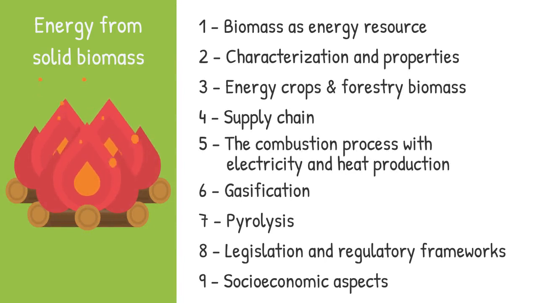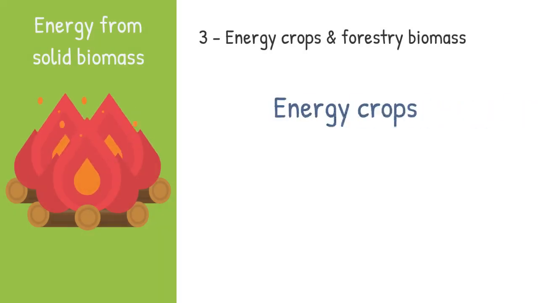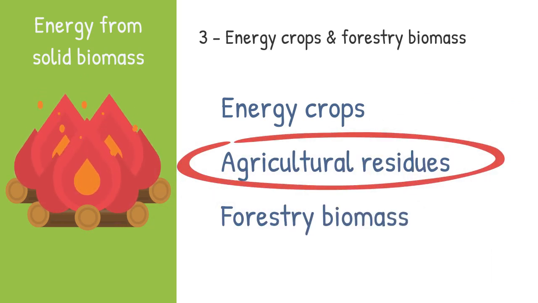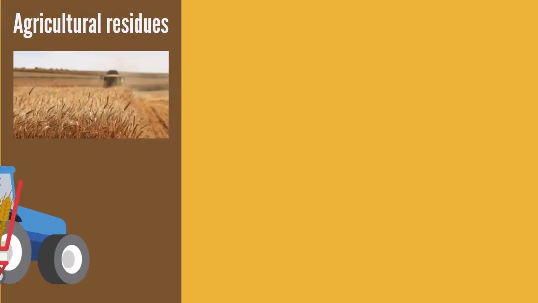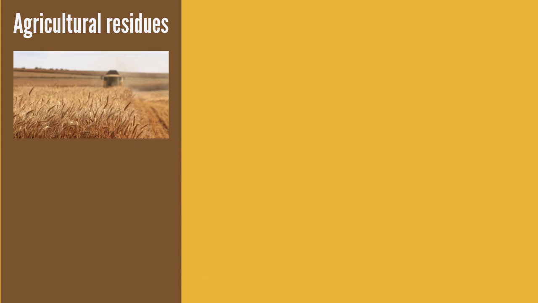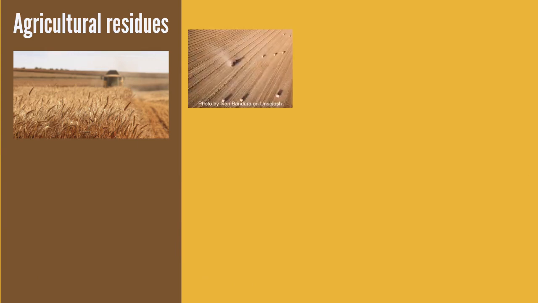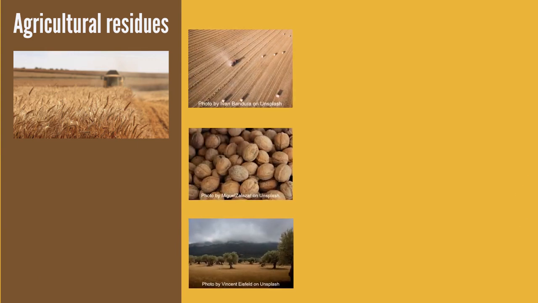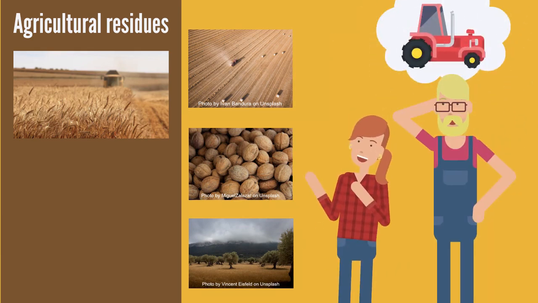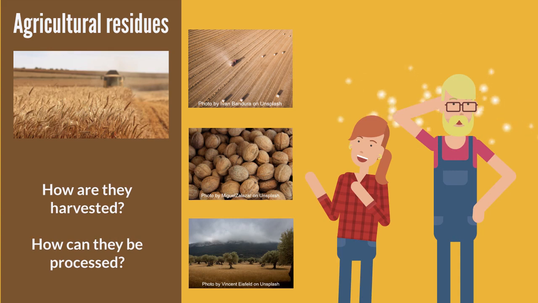Remember that this biomass energy course has 9 lessons. Lesson 3 has 3 main topics. This video is about agricultural residues. Agricultural residues are the residues generated by crop production, for example, straw, nut shells, or pruning residues. In this video, we will explain how they are harvested and how they can be processed.